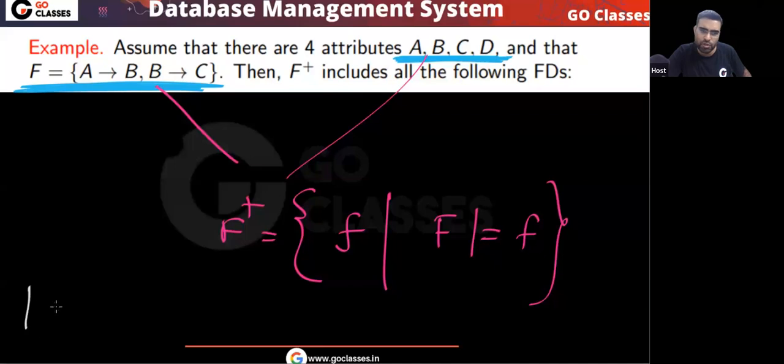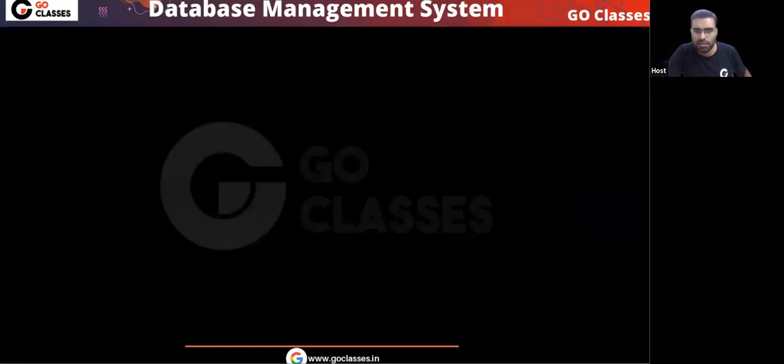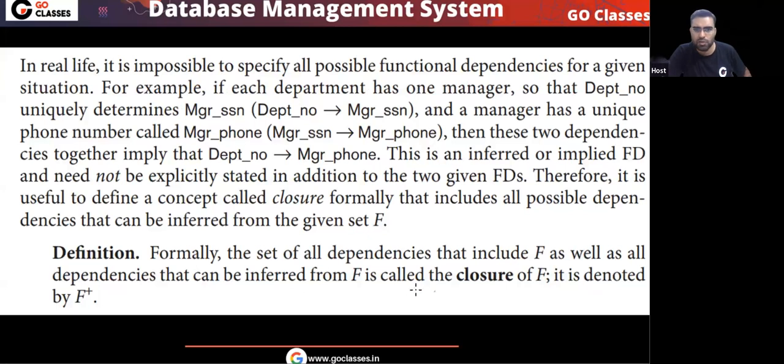So what will be the size of F plus? The size of F plus will be 113. This is the answer. Is this clear? So we have seen the definition of F plus: closure of F, the set of all FDs that you can infer from F. So this is the definition of closure of F.